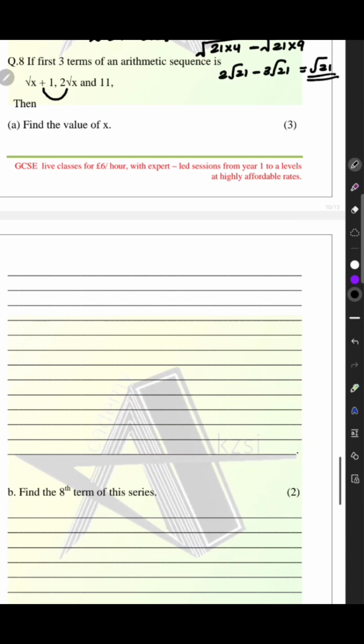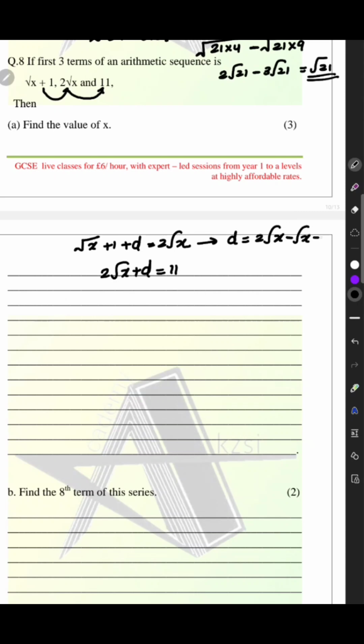So when I add d to it, I'll get 2 root x. That means root x plus 1, when I add d to it, will give me 2 root x. Again, if I add d, because the constant number I have to add, that will give me 11. That means when I add d to it, I'll get 11. From this, I can write d is equals to 2 root x minus 1. And from here, it will be 11 minus 2 root x. And I can just simply equate. So 2 root x minus 1 is equals to 11 minus 2 root x.